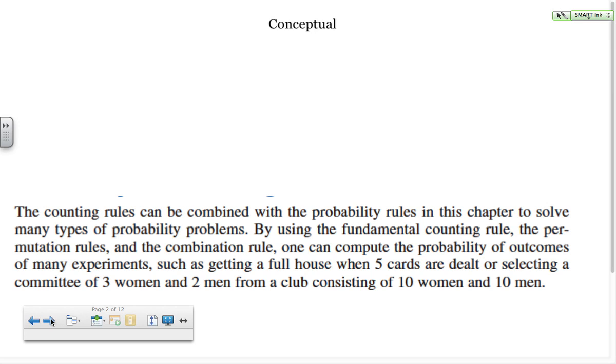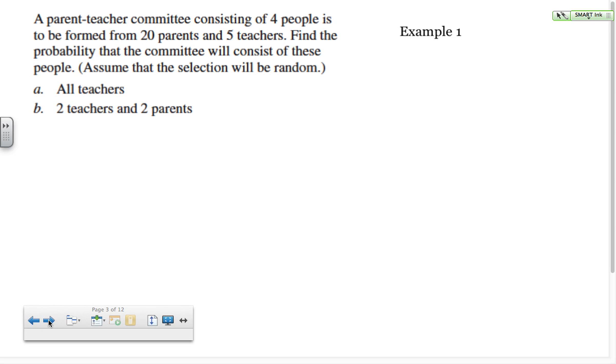So the conceptual idea behind this is that we can combine the probability rules and the counting rules and create new problems and create new solutions. That's what we're going to do, and we're just going to work through examples. So the parent-teacher committee consists of 4 people. It's formed from 20 parents and 5 teachers. Find the probability that the committee will consist of these people. A says that the committee will be all teachers. So if you have these people sitting out here, what's the probability that you will select all teachers?